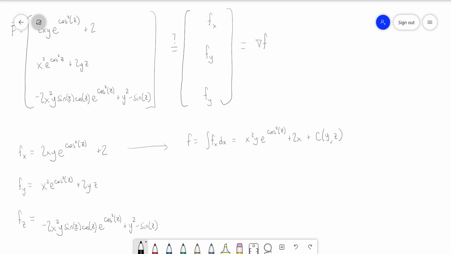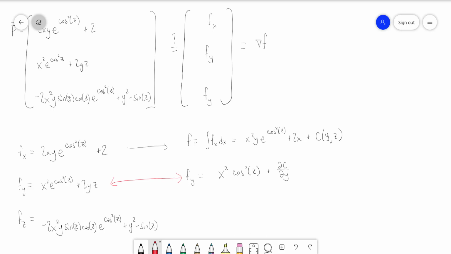So what I'm going to do is take what we currently have for f over here, and first compute its derivative with respect to y. So the partial of everything here with respect to y will be x squared cosine squared z. That goes away, and then I'd have the partial derivative of this function with respect to y. So now I'm going to compare the two expressions that I have for the partial of f with respect to y.